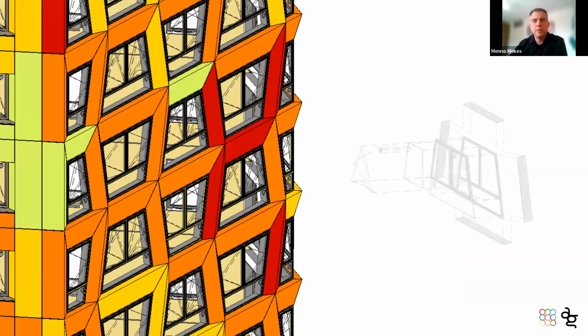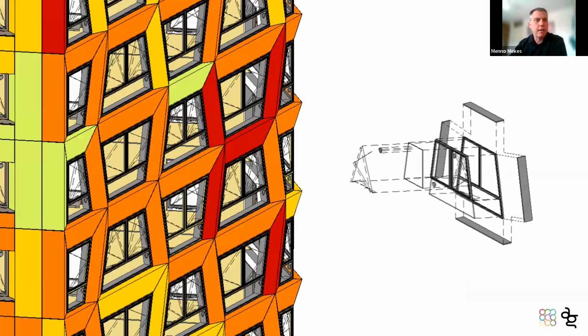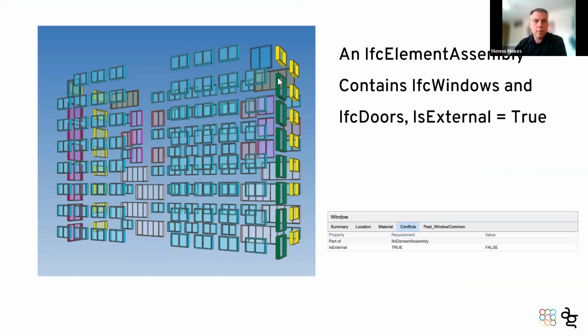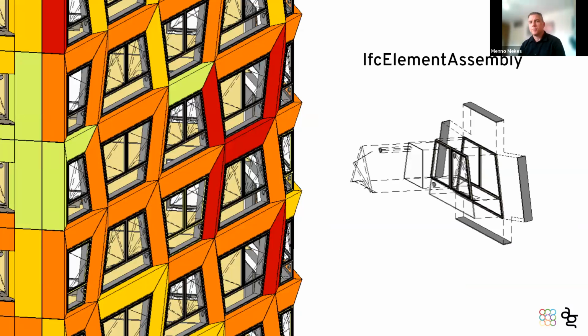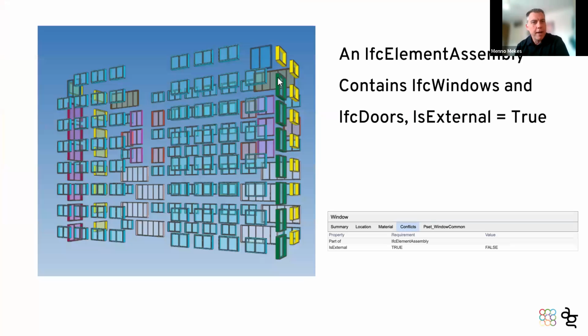Another good example of part of is the IFC element assembly. So what we do is we create, I know this is not the exact way that IFC describes how to model windows, but that's how we do it in the Dutch building practice. An IFC element assembly contains IFC windows and IFC doors, and I only do this for our external windows, so is external should also be set to true.